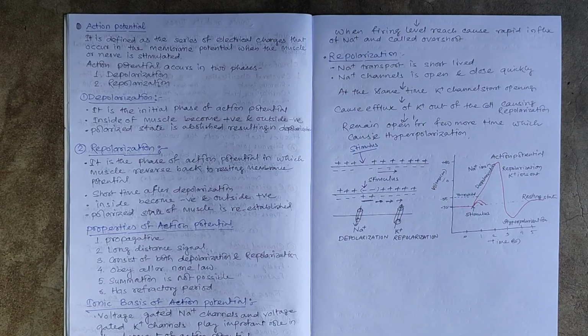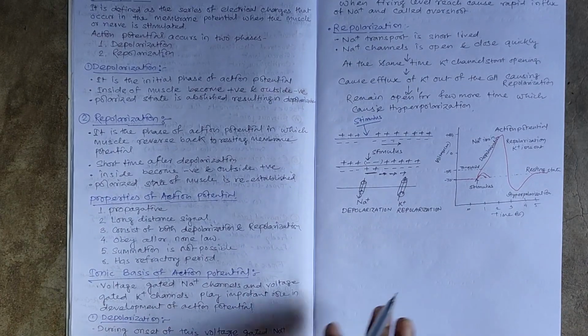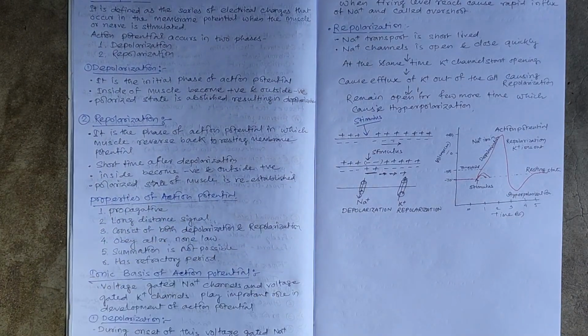So in these 2 to 3 minutes we have come to know what is action potential. Action potential has two phases, depolarization and repolarization. Now we will discuss the properties of the action potential. What are the properties or characteristics that are present? There are generally 6 properties.